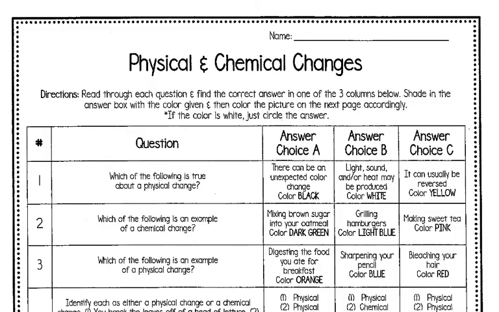Okay, we're going to go to the other side. Physical and chemical changes. Read through each question. Find the correct answer of the 3 columns. Shade in the box with the color given. And then color the picture. We don't have a picture, so don't stress about it. Okay? If the color is white, just circle the answer.